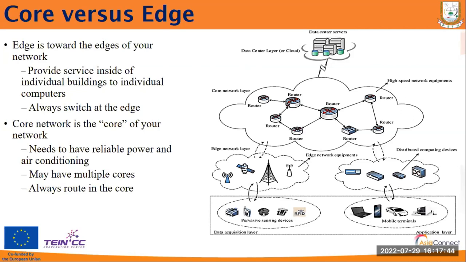And what is the core network? Some points here: it needs reliable power and air conditioning, and maybe has multiple cores, always routing in the core. The core of the network is often in the data centers. The backbone or core network connects the various zones within the data center, or other data centers, with switches and routers. You can see a figure here: a data center server, and this is a core network connected with many routers. All of these devices are routers, and this is layer 3, with high speed network equipment. That means the core network is responsible for high speed networking.